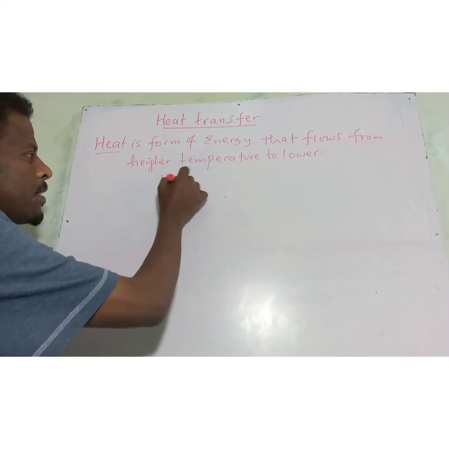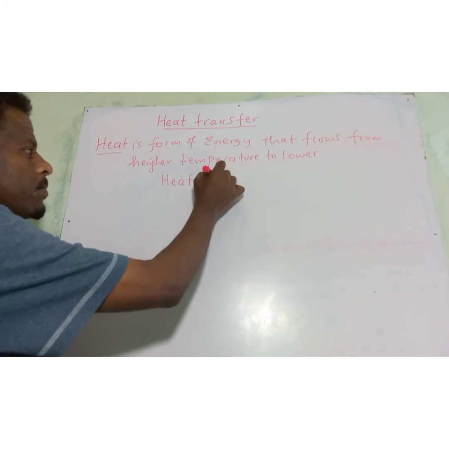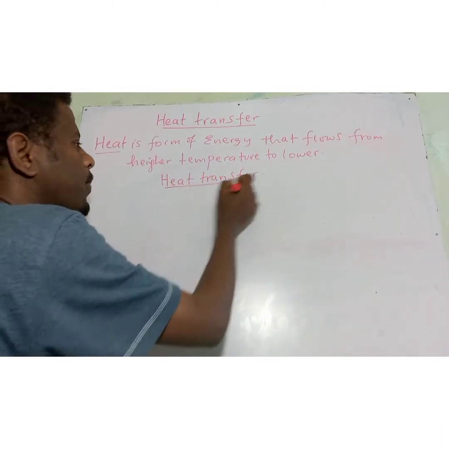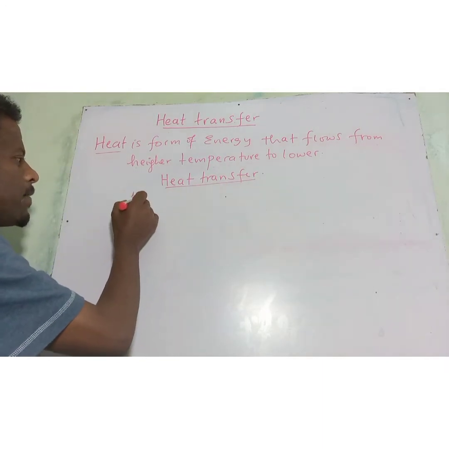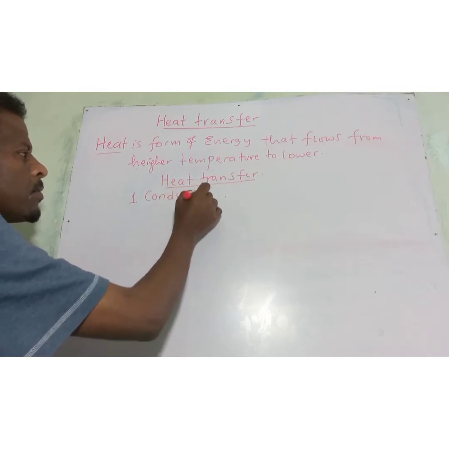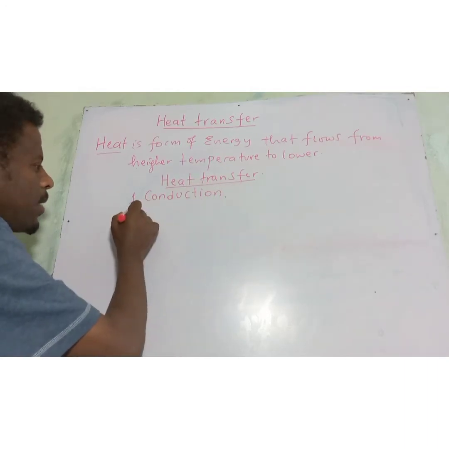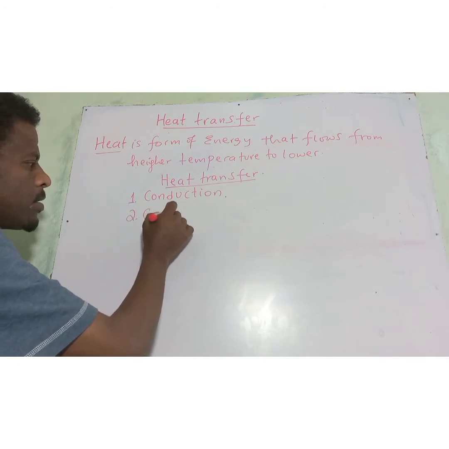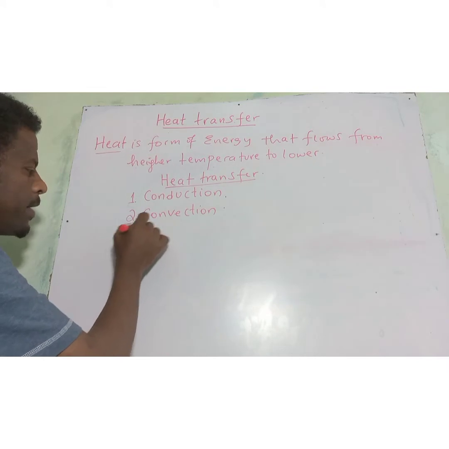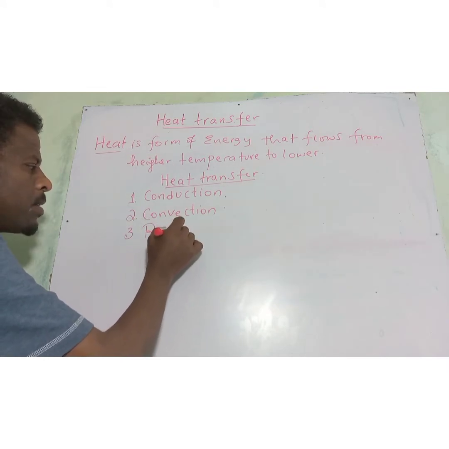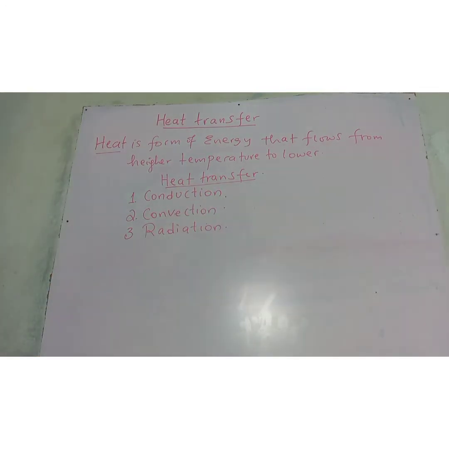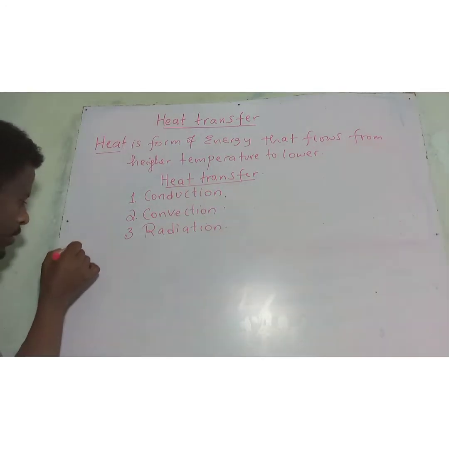Heat transfers in three ways. These are: first one, conduction; the second one, convection; and the third one, radiation. Let's see each one by one. The first one, conduction.